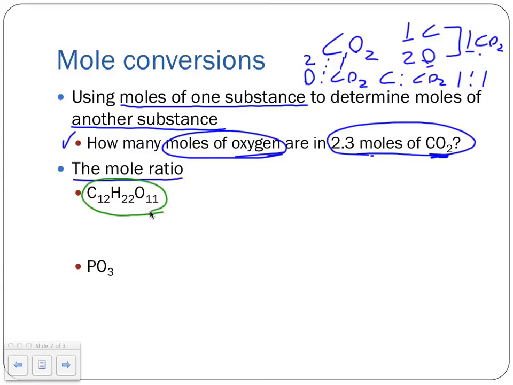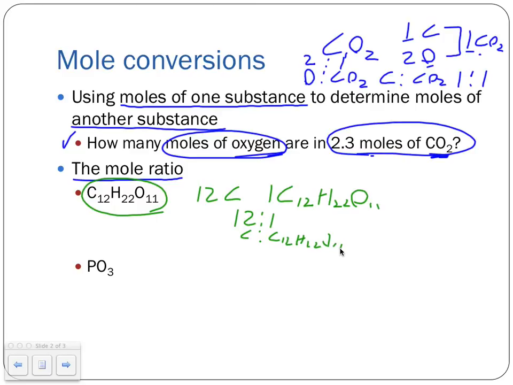We'd say, okay, we've got 1 molecule of C12H22O11. How many carbons do we have for each molecule? Well, there are 12 carbons in here, so we have 12 carbons for every 1 C12H22O11. That means this is going to be a 12-to-1 ratio of C to C12H22O11.